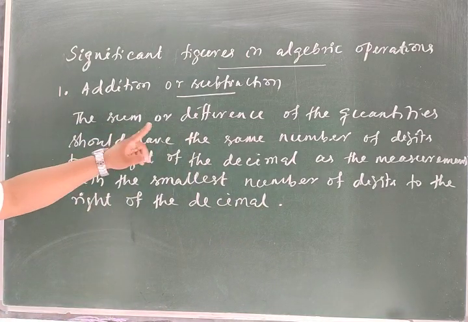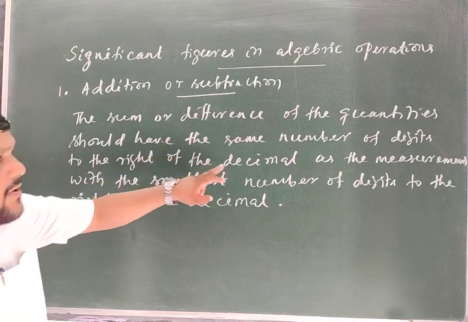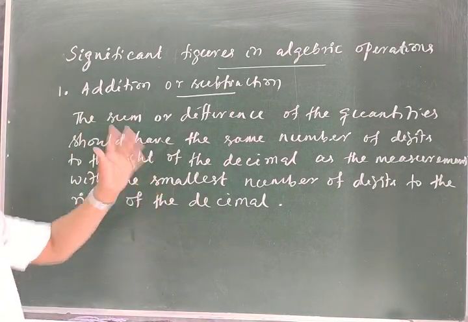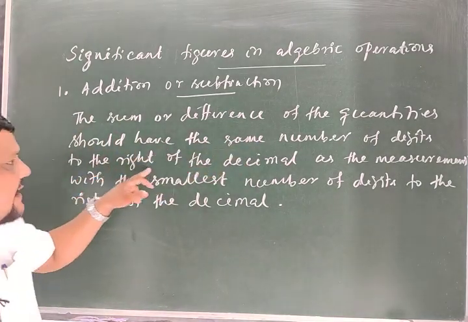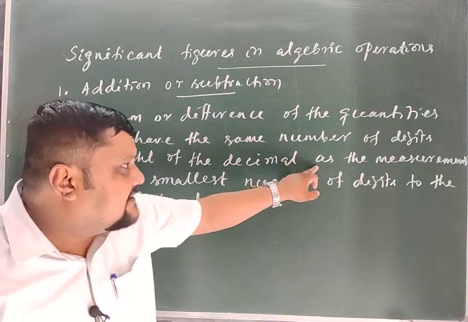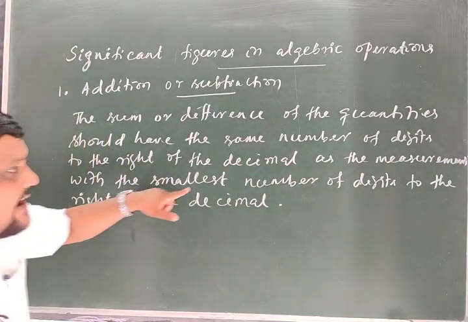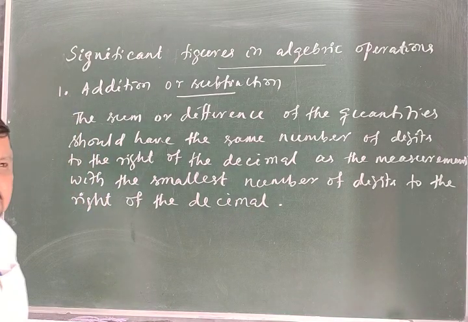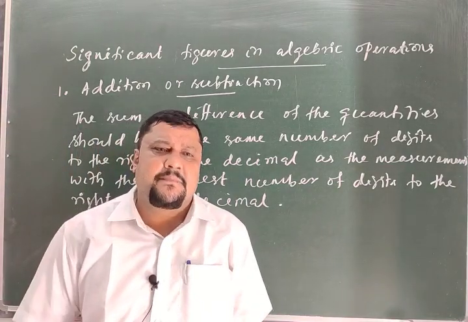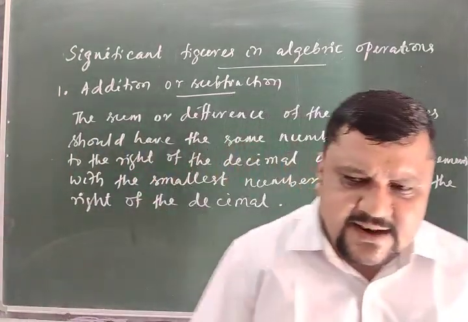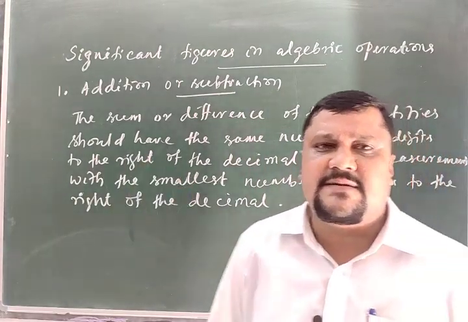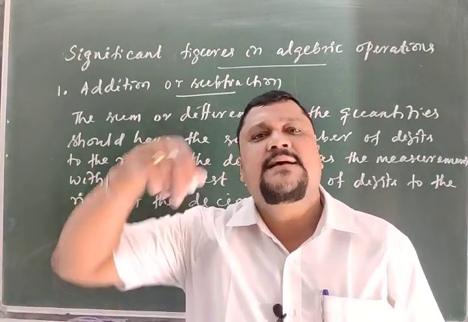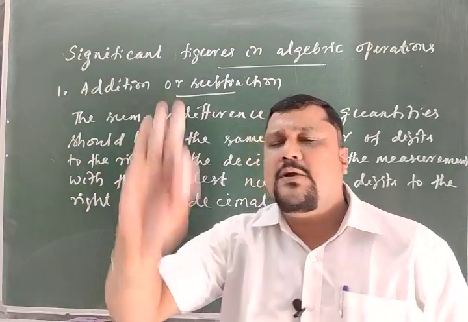Clear? This is the point to be remembered. The sum or difference of the quantities should have the same number of digits, means the result has the same number of digits to the right of the decimal as the measurement with the smallest number of digits to the right of the decimal, which is the least precise. Precise means how many numbers are there after the decimal. If 1 digit after decimal, least; 2 digits, more; 3 digits, again more; 4 digits, again more. So you will consider the least precise.